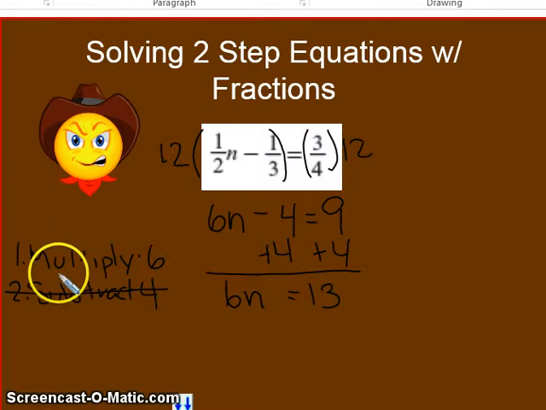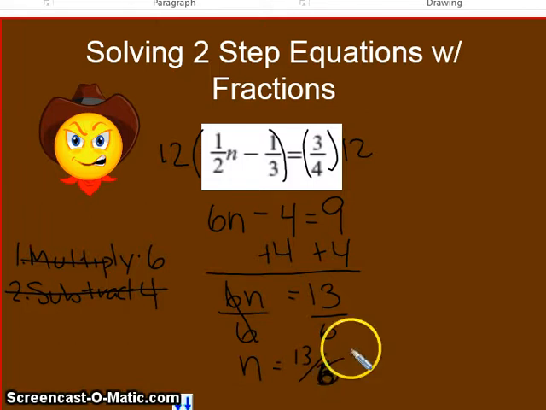Now I go up to my next to last step, multiply by 6, and I'm going to do the opposite of that. So I'm going to divide by 6. 6 divided by 6 is 1, so on that side I'm just left with n. And 13 divided by 6 does not simplify, so we're just left with 13 divided by 6. So the solution to my equation is 13 divided by 6. Now I could go back and check that by plugging 13 over 6 into my original equation for n.